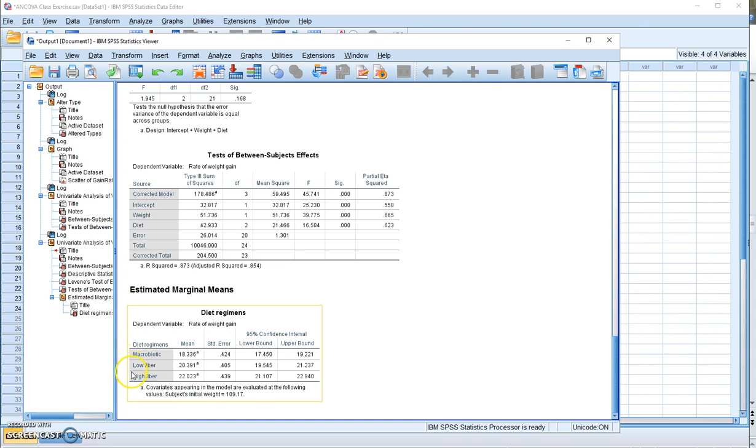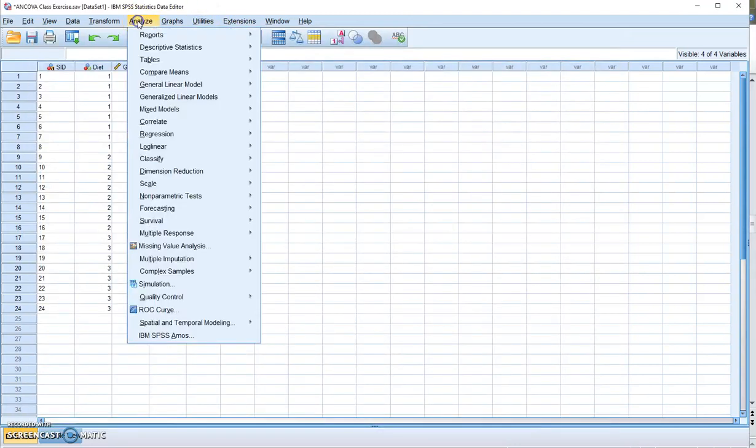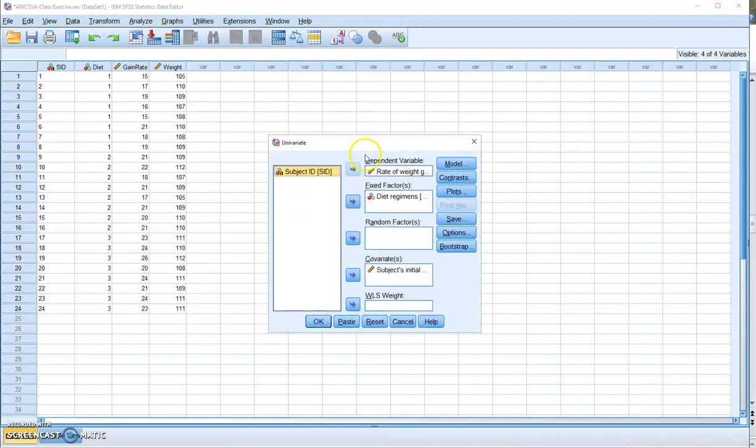Since we have three groups, three different diets, rejecting the null hypothesis for the independent variable leads to the next question: which group is different from which group? So we need to do a post hoc test. To do the post hoc test, you just go to the same place we started the analysis. It appears that you do not have a post hoc option, but what you can do is go back to the place called options.